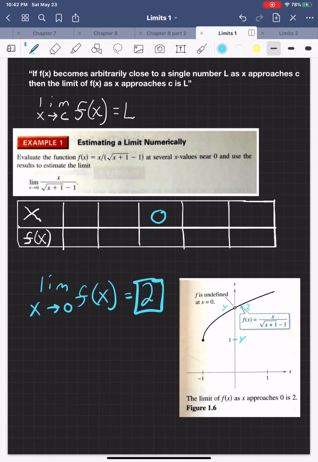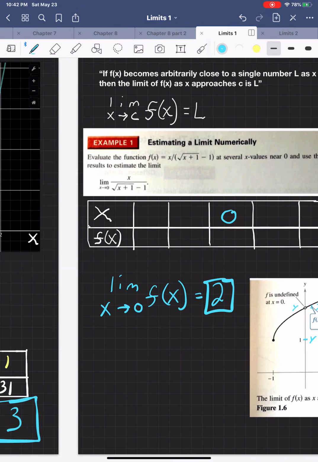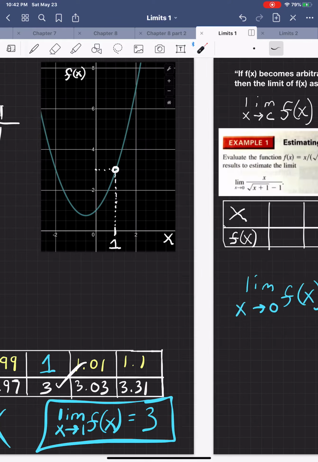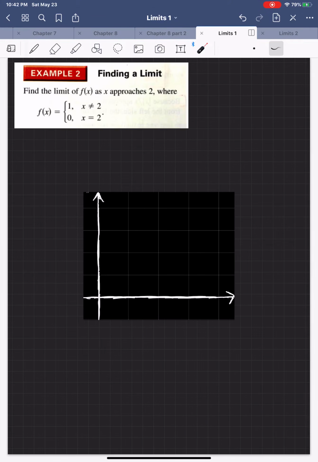And I don't like this way, because for one, they're nice, but what if that were really approaching 2.1 or 2.001? I mean, we would have to choose a whole lot of numbers to be confident in our prediction, if your only way of doing limits was tables. But that's one way you could do limits, is with tables. So let's see what other ways we could do limits.